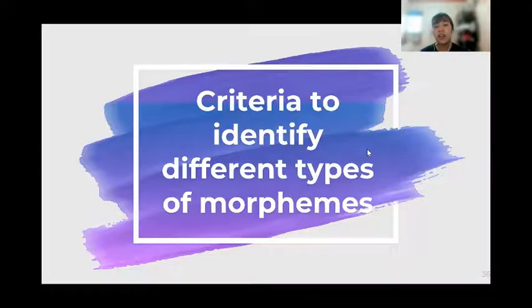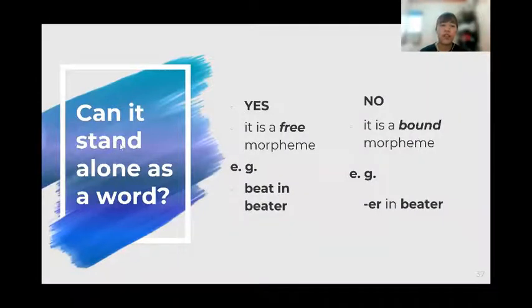So this is a criteria to identify different types of morphemes, or to help you as well. So we have the question: can it stand alone as a word, or does it have meaning by itself? Does the word have meaning on its own? So if the answer is yes, then it is a free morpheme. For example, in the word beater, beat is a free morpheme because it has meaning as is, by itself. So if the answer is no, can it stand alone as a word? If your answer is no, then it is a bound morpheme.